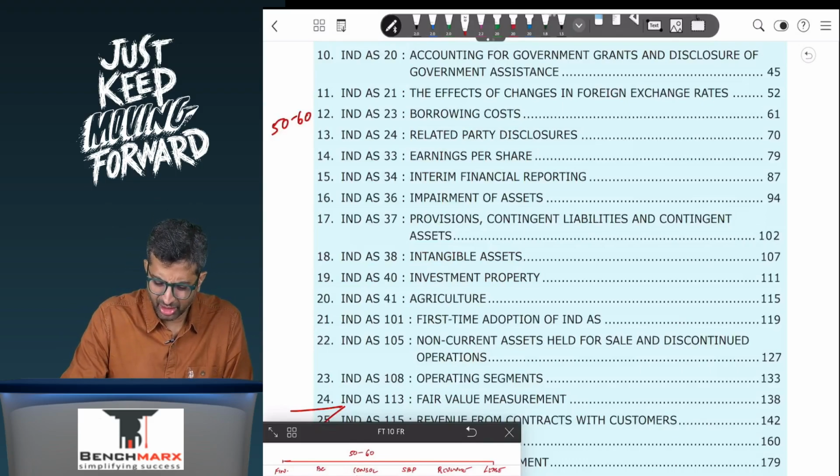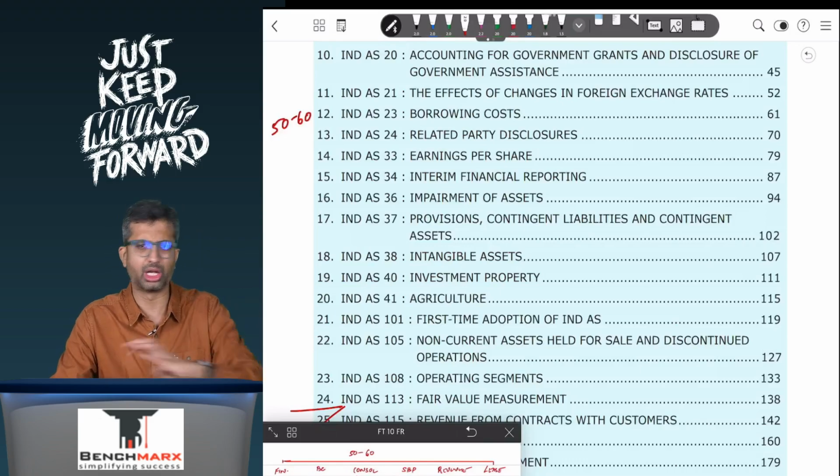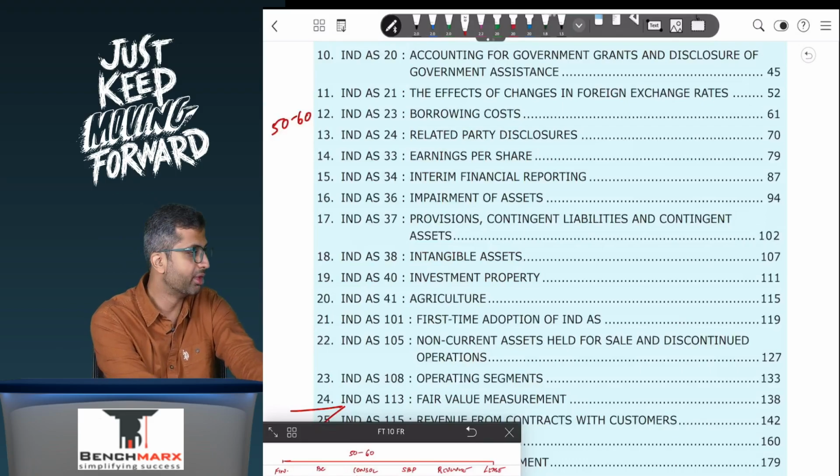Are you guys aware in phase 1 what was the limit of net worth? You will not look at the turnover, not look at the net profit, not look at borrowings, nothing. We will only look at the net worth.